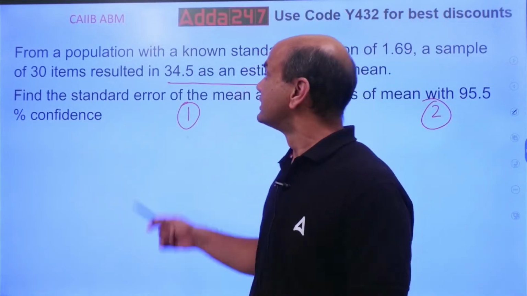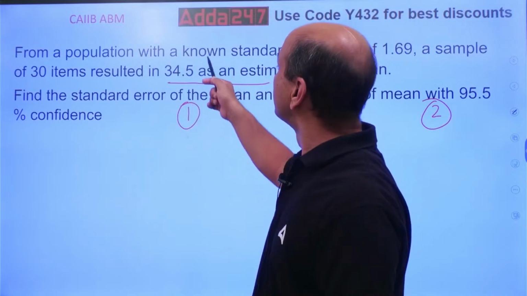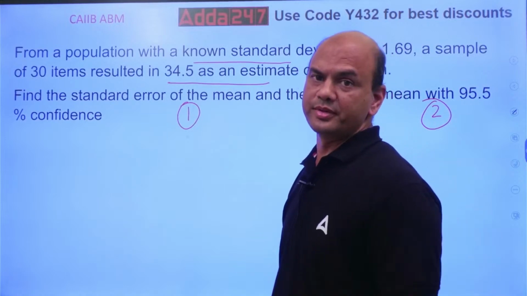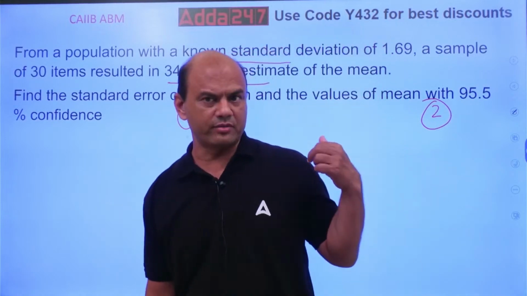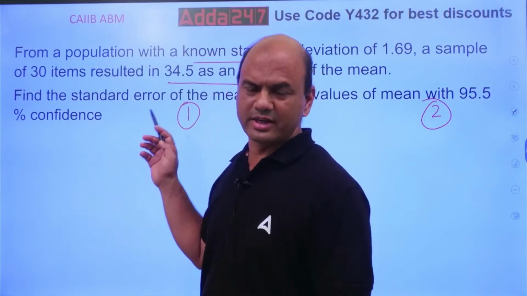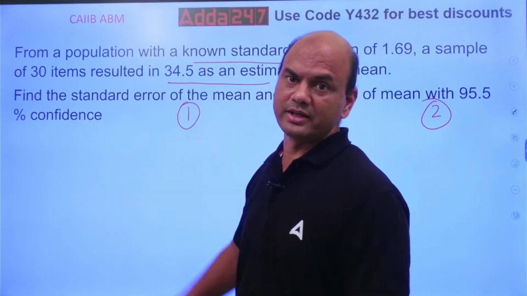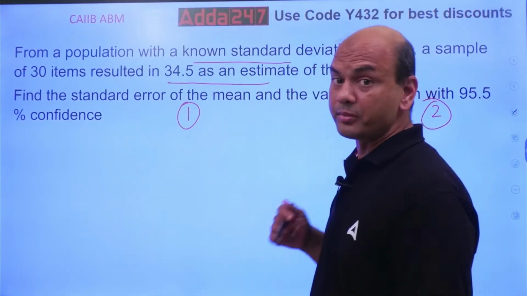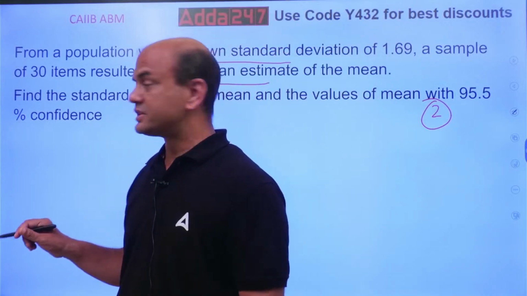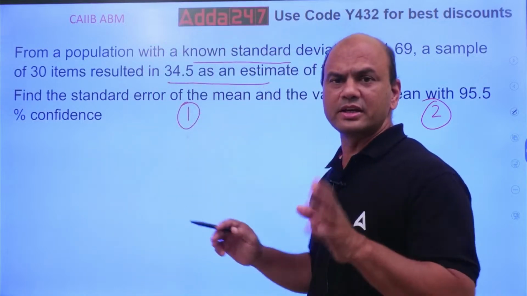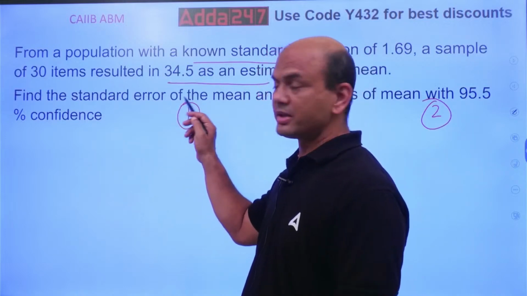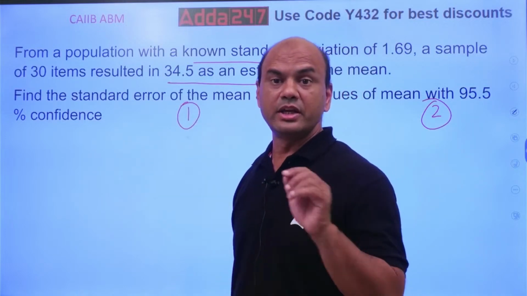So see this. Population with a known standard deviation. Here the problem is the population is unknown, infinite. Have they given that it is 500, 1000, 200, whatever figure? No. So it is infinite. So the standard error formula which you will apply will be of infinite population. See, first question is standard error, so focus on standard error.